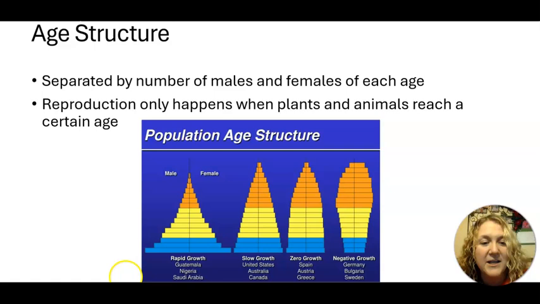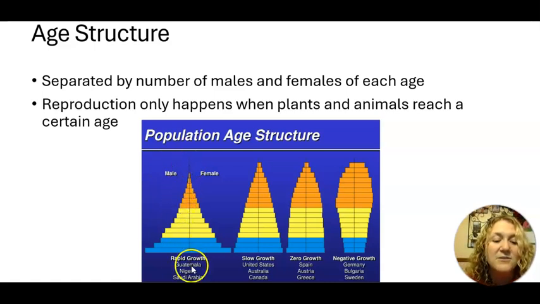So I really like looking at these graphs because they are color coded. We have our age 0 to 14 being blue. We have our age 15 to 44, so our reproductive ages here in yellow, and then our orange ages 45 to 85 typically are not reproducing anymore. So we can see that there is rapid growth happening in these different countries like Guatemala, Nigeria, Saudi Arabia.